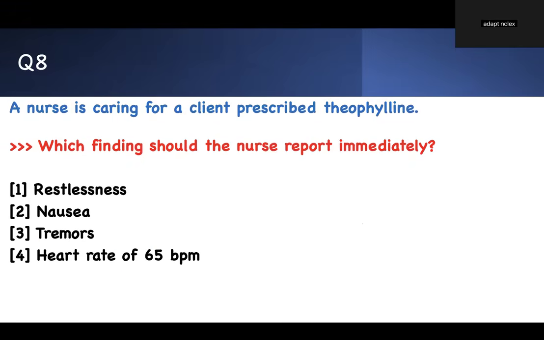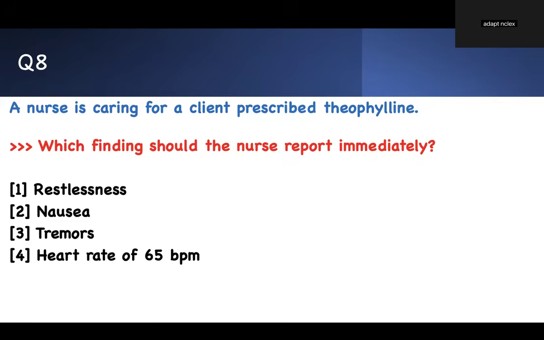And this is caring for a client prescribed what? Theophylline. This is also what? Beta agonist. But they're different from Albuterol. They are long-term beta agonists. Which findings should the nurse report immediately? What do beta agonists do? They speed things up. What do you think? Restlessness, nausea, tremor, heart rate of 65.